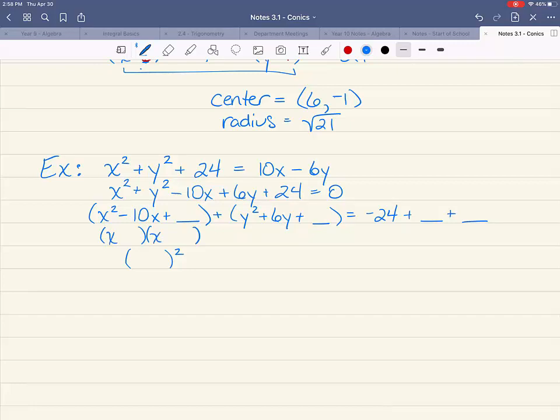The two numbers that go here and here have to be the same, and they have to add up to be negative 10. What will they be? Negative 5 and negative 5. So this will be x minus 5 squared. This last term here is always these two numbers multiplied together. Negative 5 times negative 5 is a positive 25. Now you may have been wondering, why do I always put a plus here? Because you are multiplying the same number to itself, it will always be a positive answer.